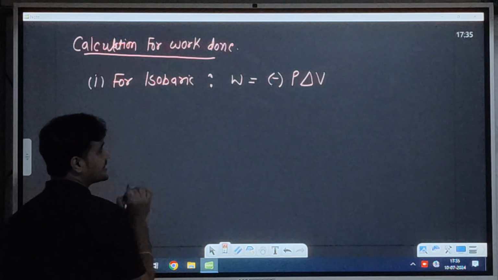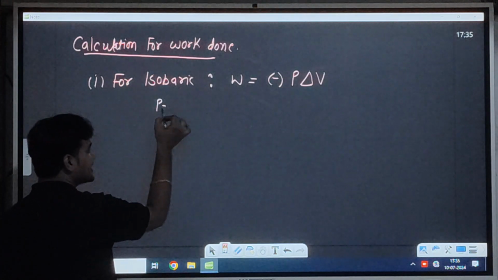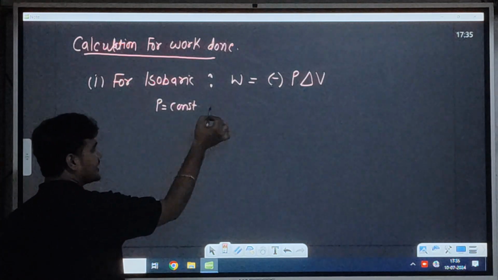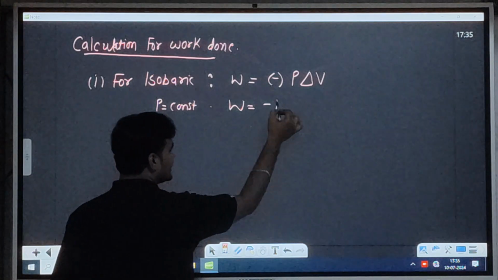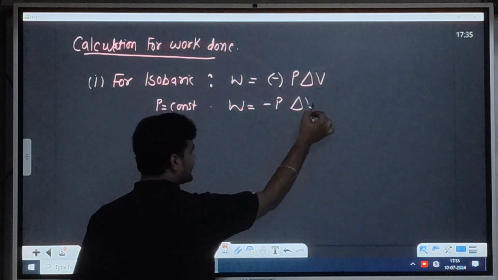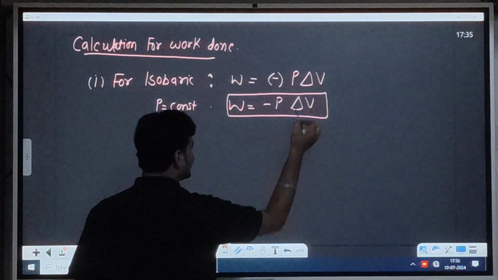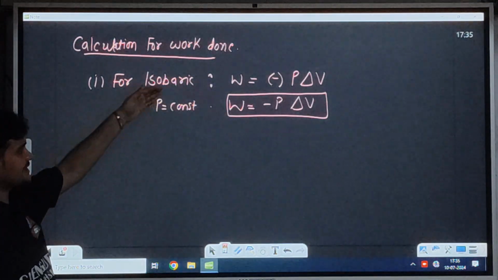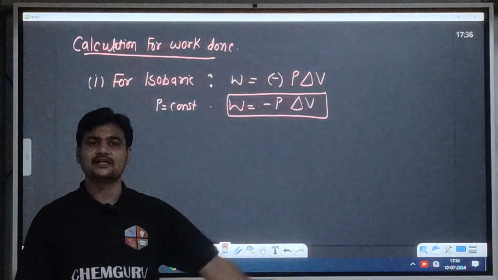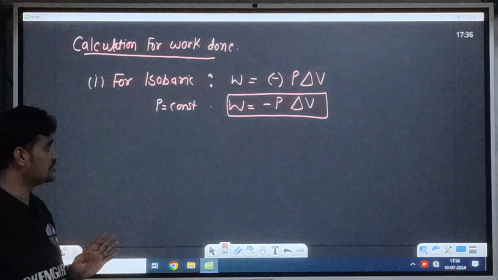In isobaric, what is important? Pressure is constant. So the constant term can be written outside, as P and delta V. So here I get the formula for the isobaric process, that is work is minus P delta V. I hope it is clearing to you.